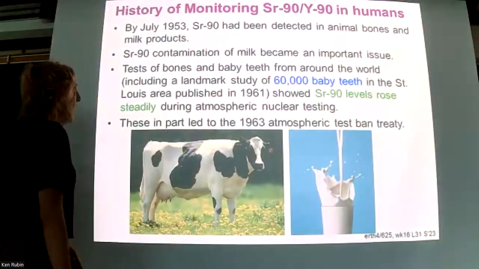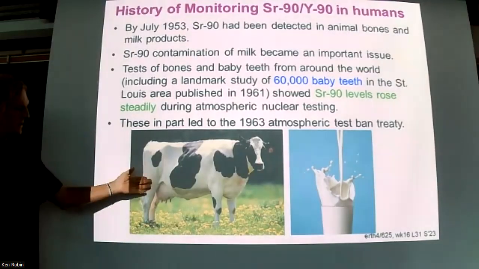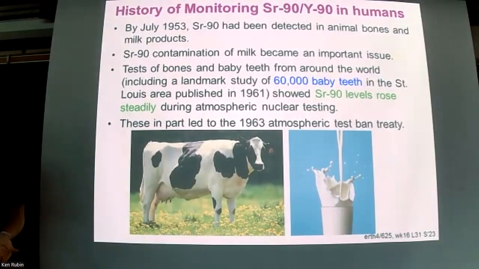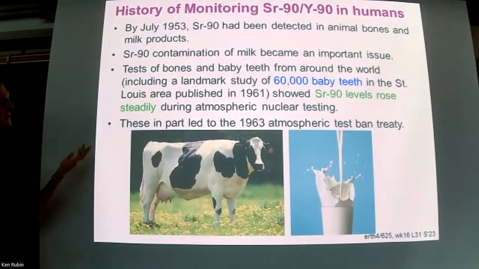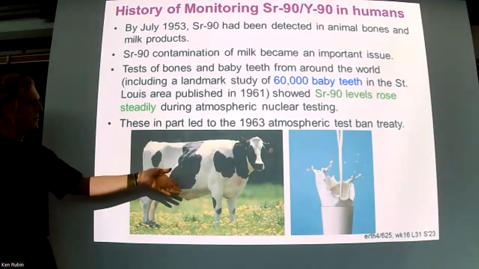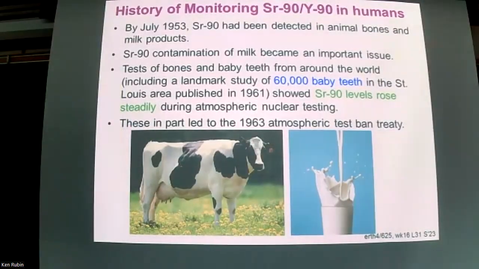So very early on, people had the idea that it's getting into milk, milk's being fed to children, children lose baby teeth anyway. Why don't we start looking at strontium-90 in baby teeth? And so people were already monitoring. They could see it in the bones of cows. They could see it in the milk. And there was this kind of alarming rise in childhood cancers in the 1950s. And so people started, like I say, studying baby teeth.